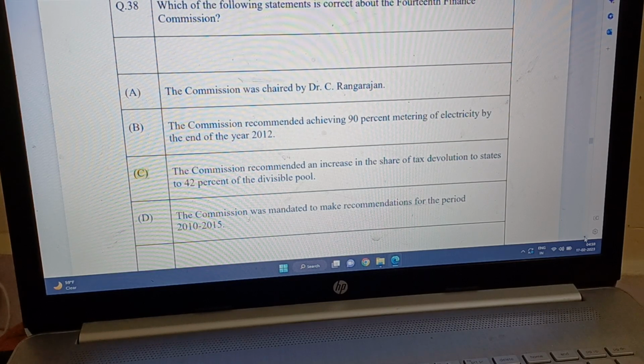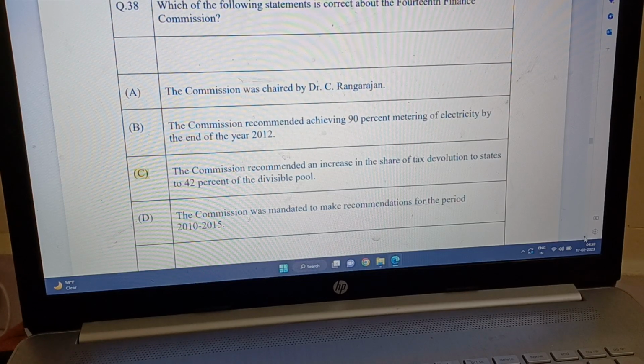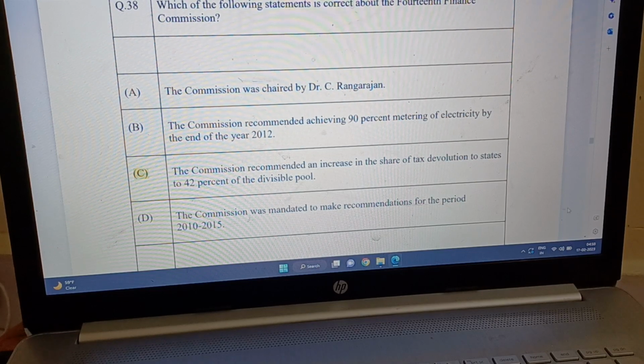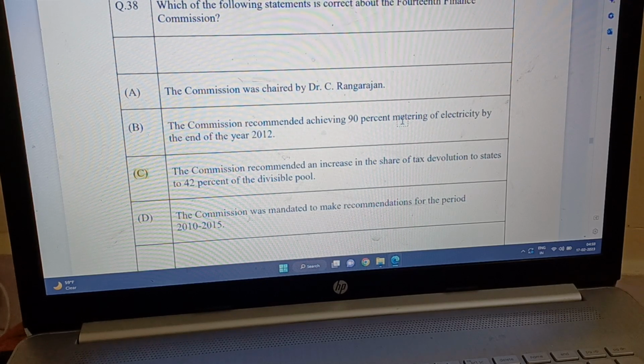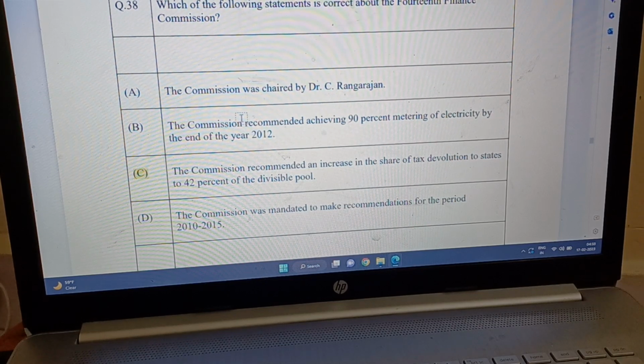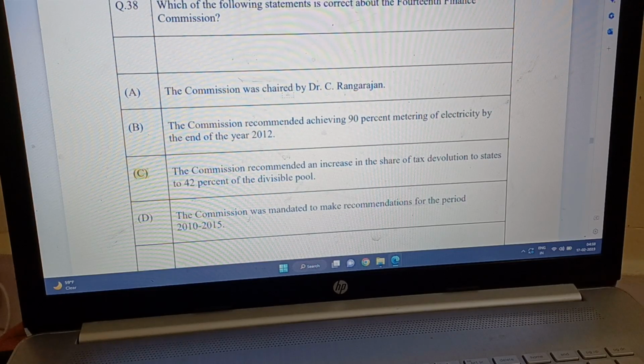Then, the commission recommended achieving 90% metering of electricity by the end of the year 2012. Well, the Finance Commission doesn't do this electricity metering. It is done by the Electricity Commission or Power Commission, something like that. So B is definitely not the work of a finance commission.